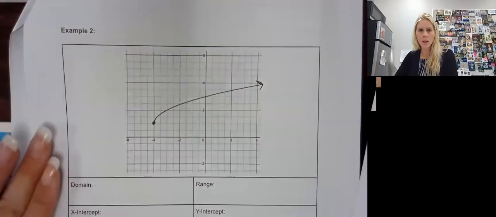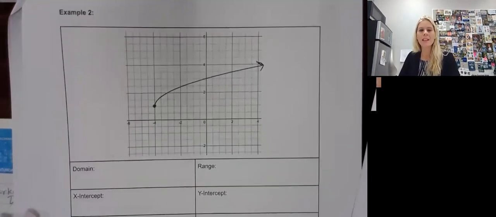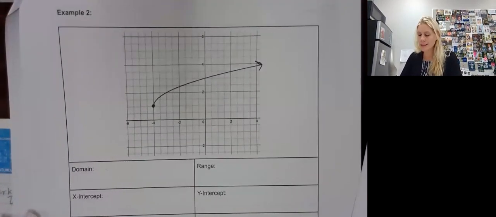Cube root. This is not a cube root. This is a square root. Sorry, guys. Okay, remember we're going to do domain, range, x-intercept, symmetry, and that's what we're going to focus on today.